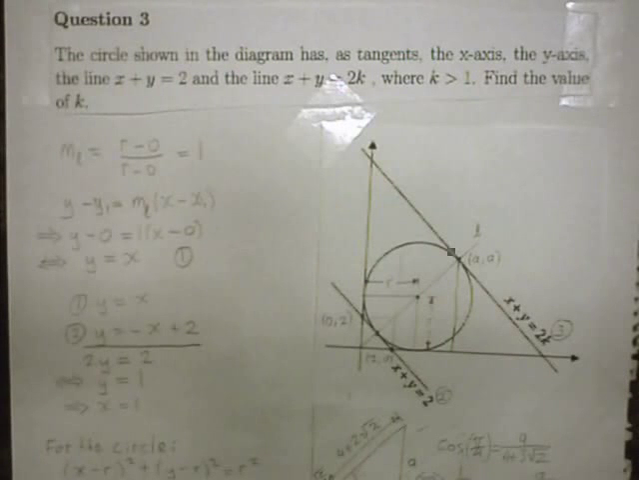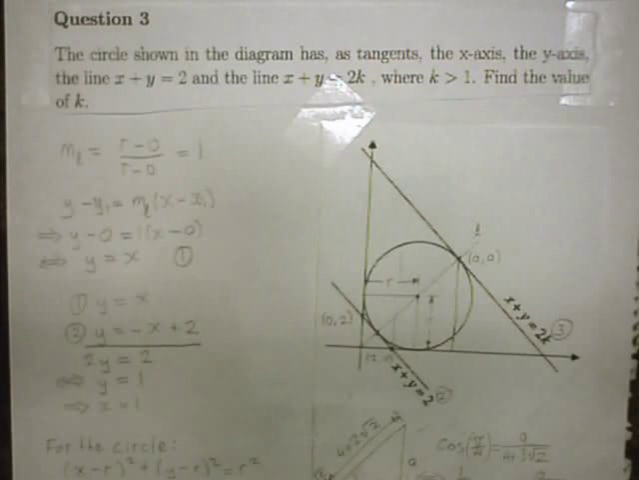Okay, here's question 3. You're given a diagram which has a circle and 4 lines, each of which is tangential to the circle. 2 of those lines are the x-axis and the y-axis, and the other 2 lines are just tangents to the circle. And you're asked to find the value of k, which is a variable in the equation of one of those tangents.